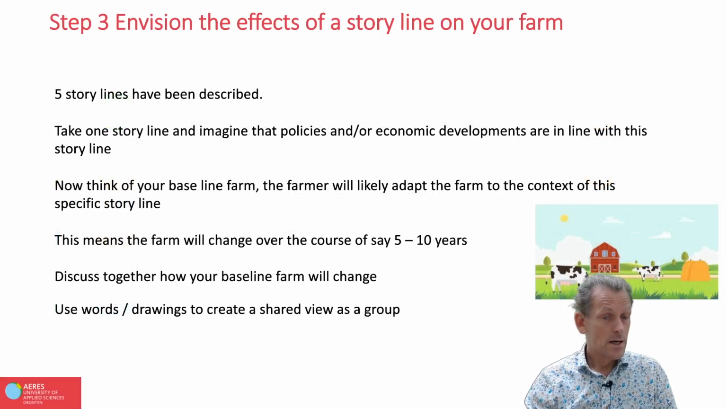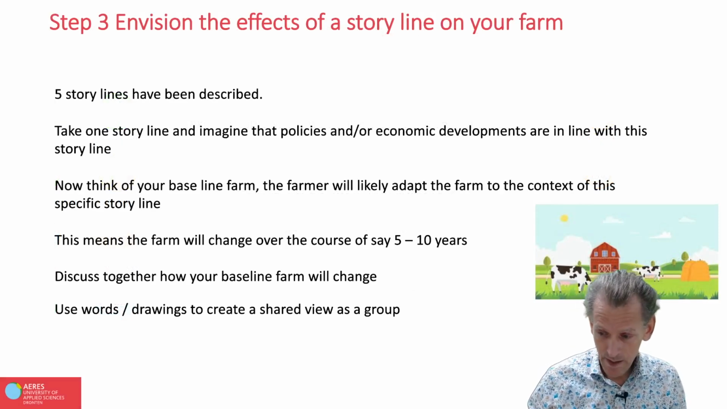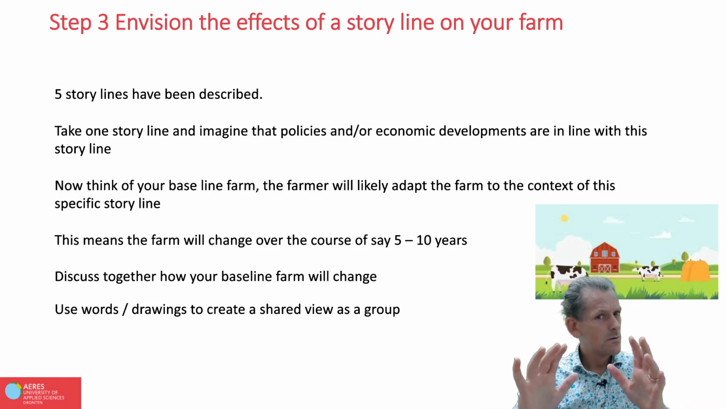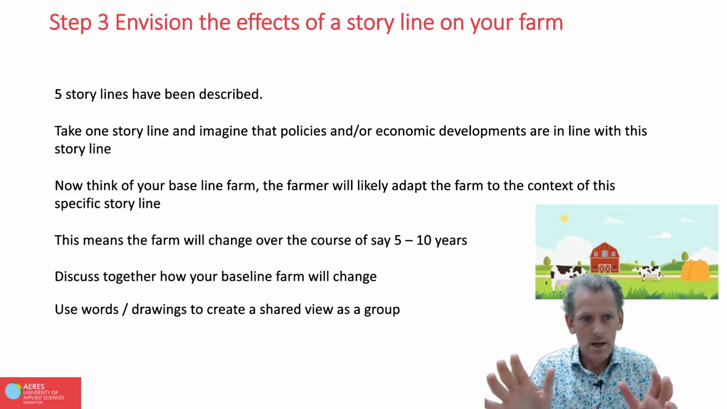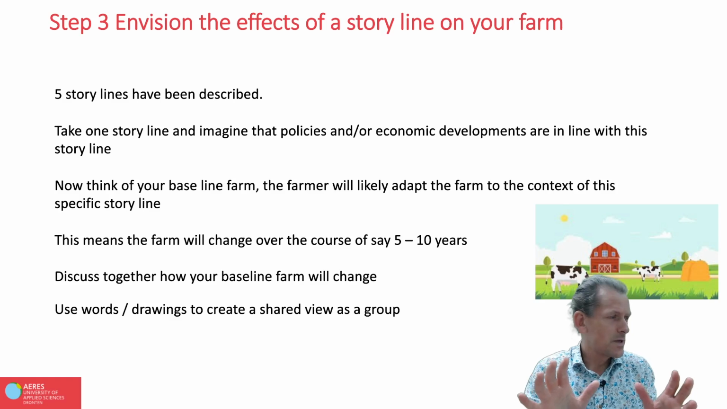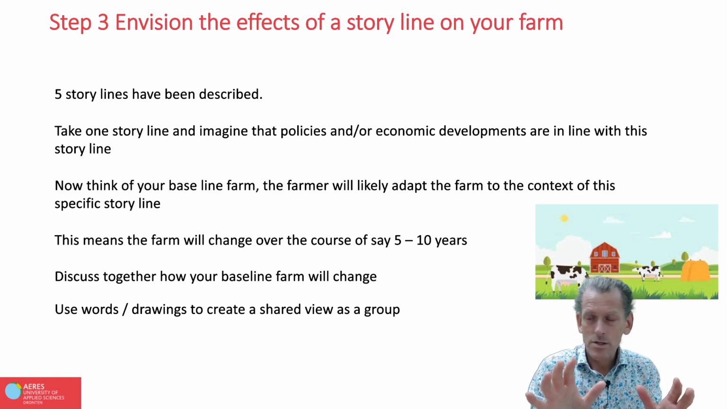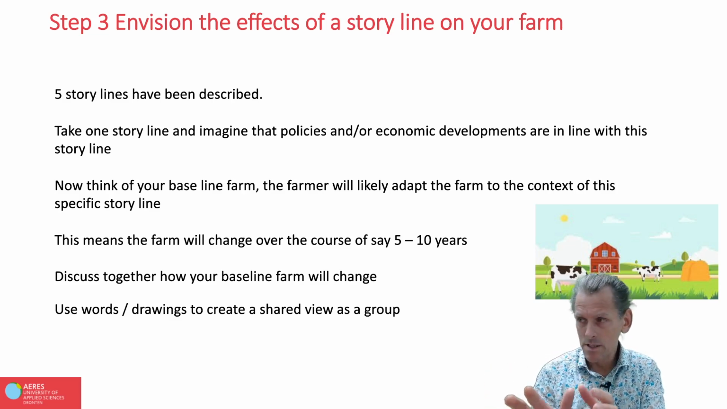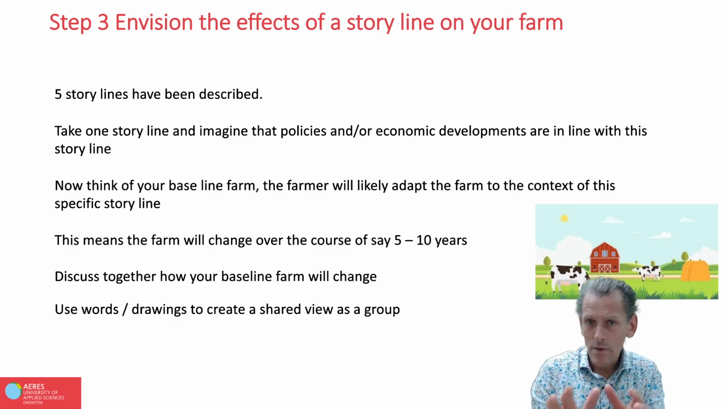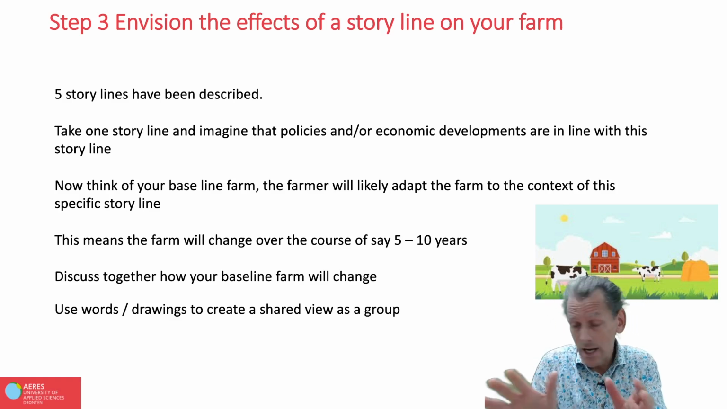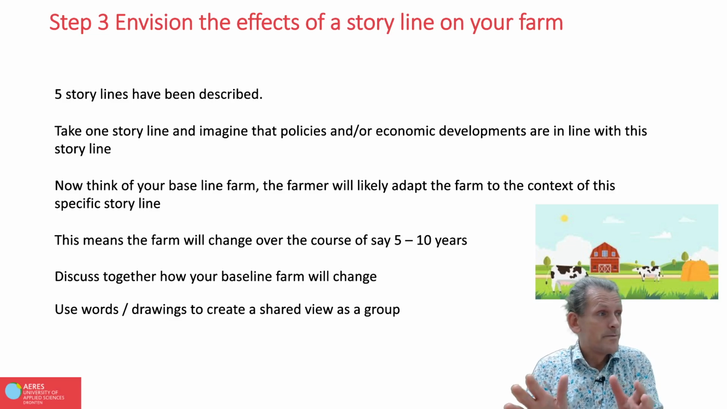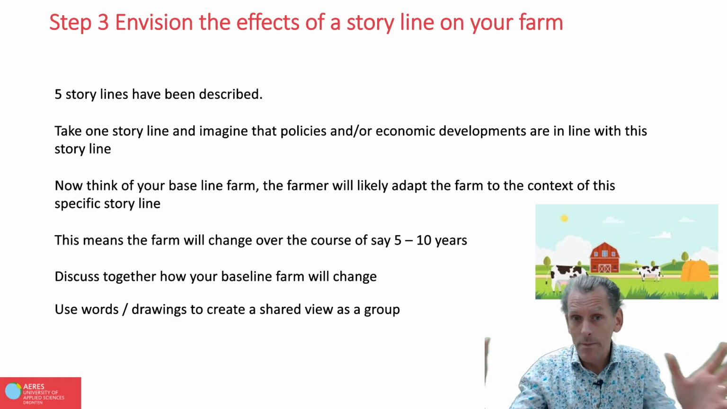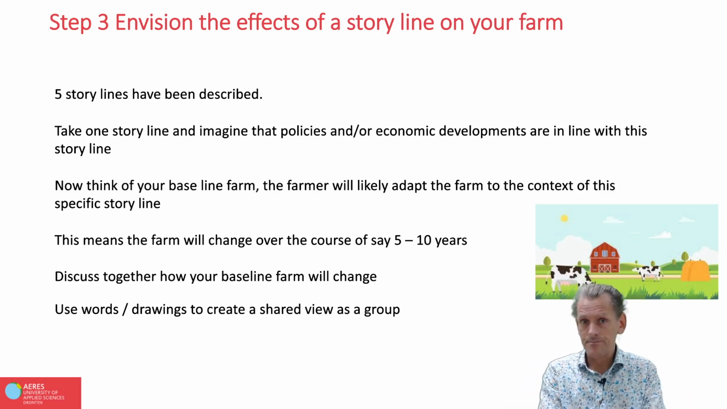Now step 3. Having done so, we are confronted with a certain storyline. The storyline is described, and it is a set of certain policies that have been put in place, certain economic developments, and they steer the direction of the farmer. Because any farmer, any entrepreneur, develops the farm according to what's happening in the context of the farm.